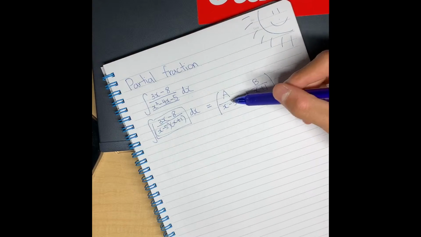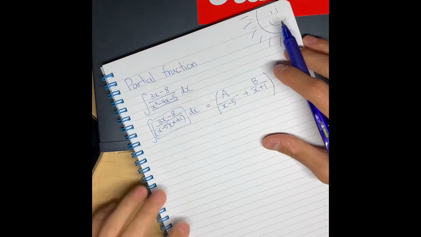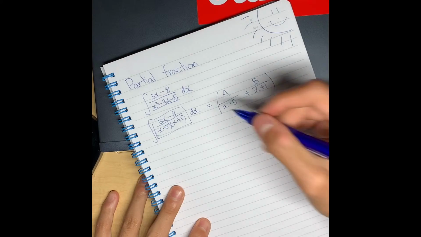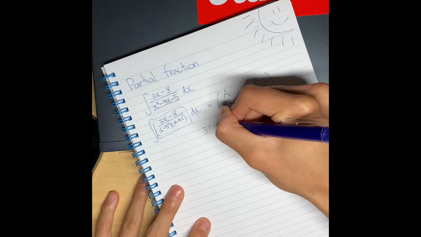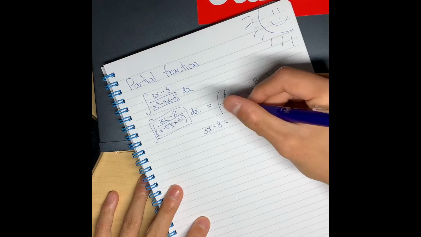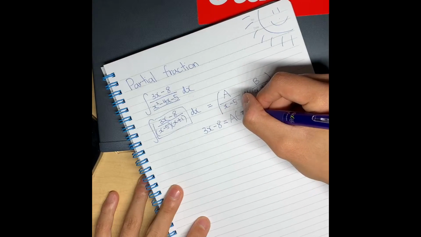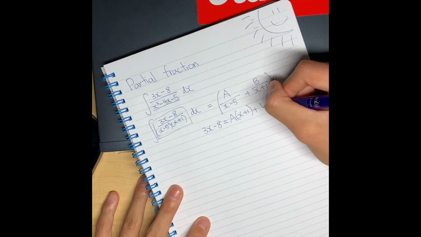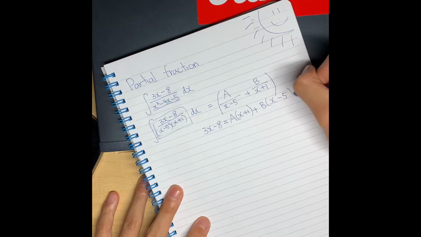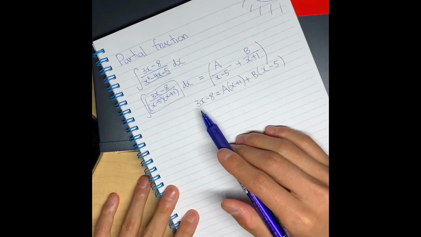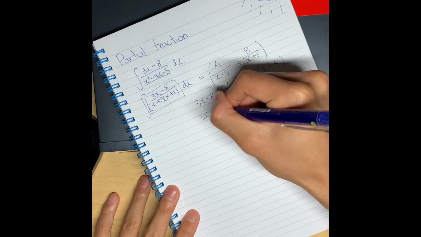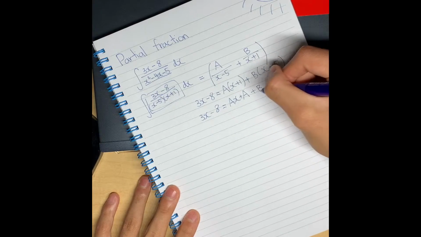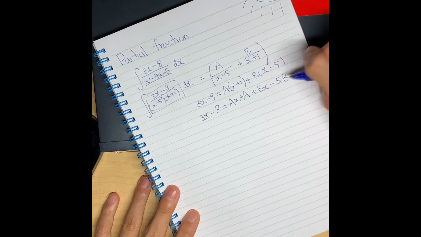What we are really trying to find is the values of a and b, so we can take the integral of the whole thing. So now I'm going to write out some equations. We can say that 3x minus 8 equals a times the denominator of b, which is x plus 1, plus b times the denominator of a, which is x minus 5. And get rid of the parentheses. We have 3x minus 8 equals ax plus a plus bx minus 5b.